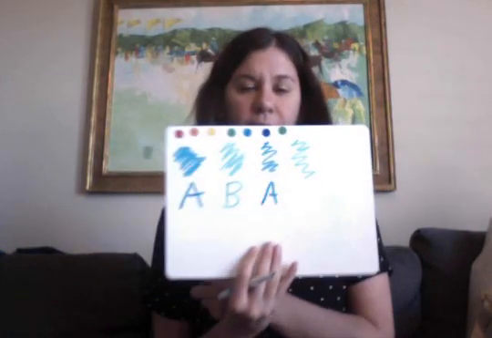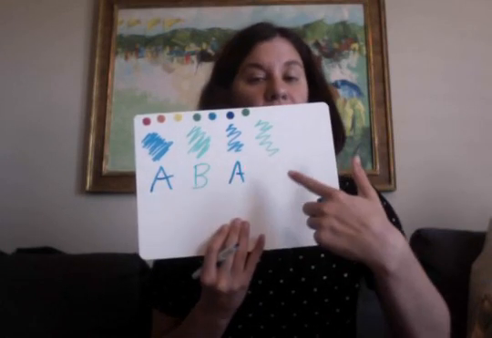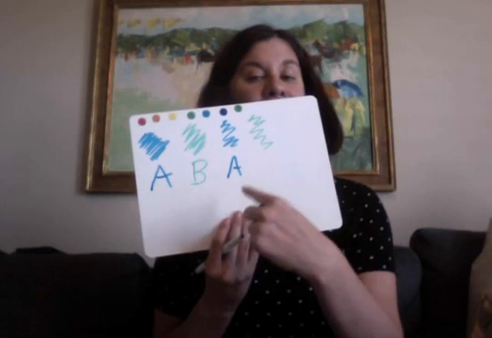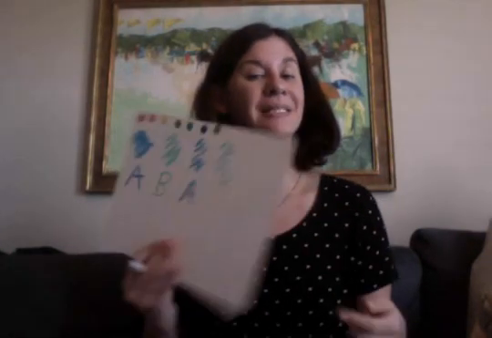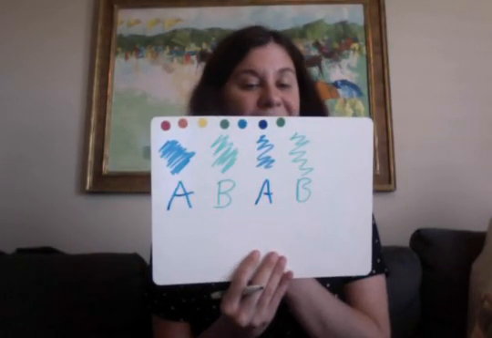So now I'm going to go A, right? And what do you think comes after the A? So I have A, B, A, B. And what color is it? Is it blue or is it green? I think it's green. Let's see. Am I right? I think so.